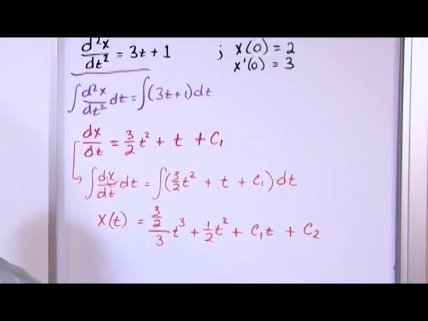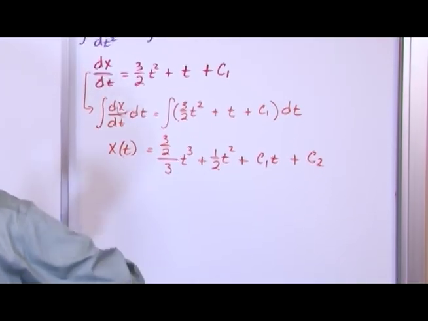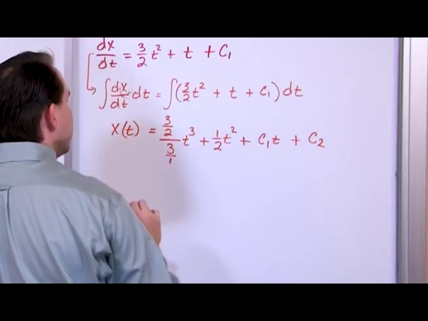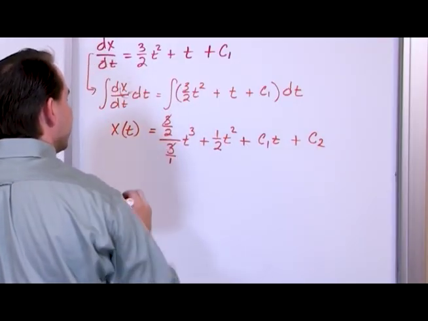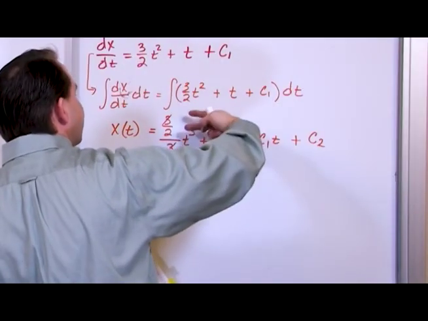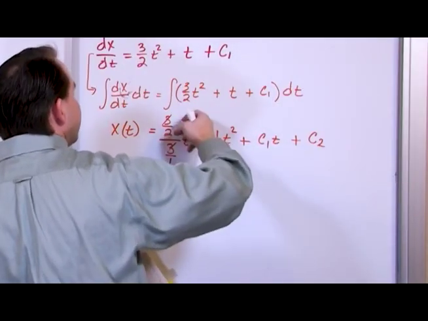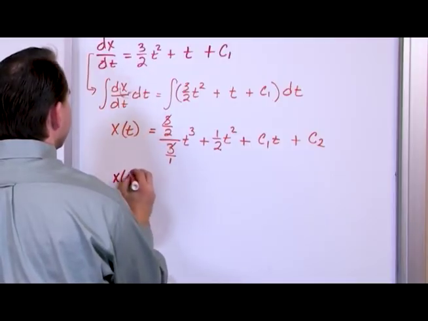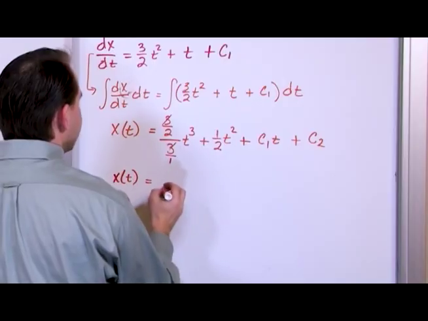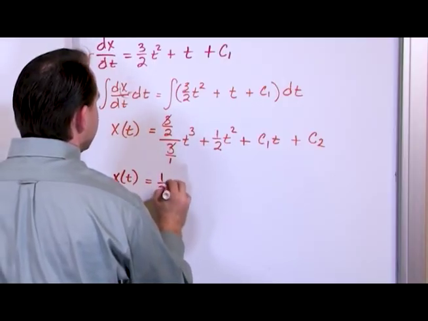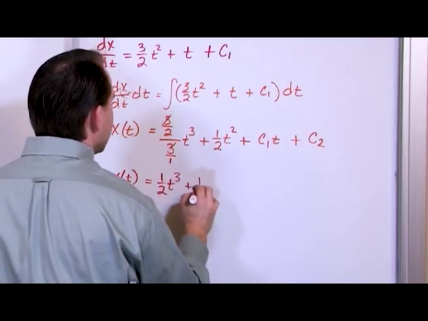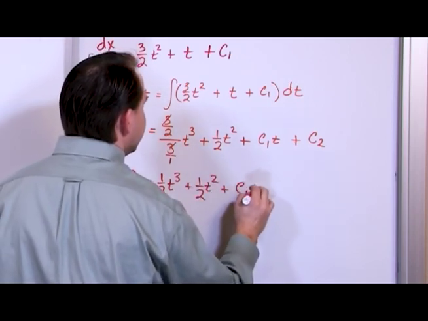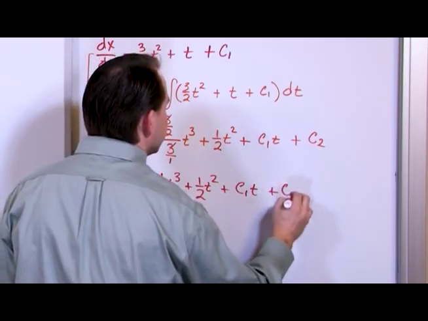Now what we're going to do is rewrite this. Really, when you think about it, this is 3 over 1. So really, this 3 kind of cancels with that 3. If you want to think about it, you can flip this fraction over and multiply, and you'll see that this 3 will be on the bottom. It'll cancel. So what you're really going to have for the final answer here for the general solution is going to be 1/2 t cubed plus 1/2 t squared plus c1 times t plus c2.